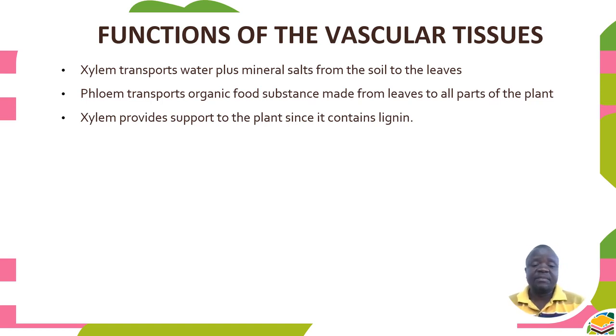So the xylem also provides support. Apart from transporting, the xylem can provide support to the plant because it has a tough carbohydrate, which is lignin. So the walls of the xylem are lignified, while those of the phloem are not. So that's what we can note. But lignin is a polysaccharide. It's a polysaccharide.